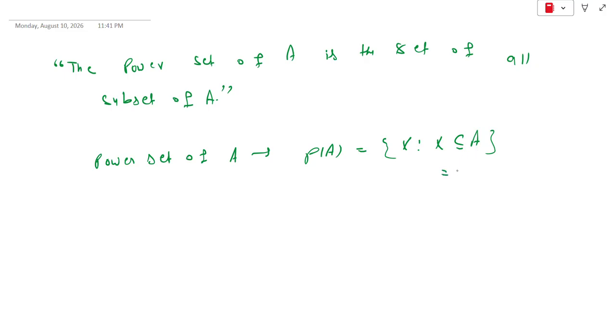Also we know that the number of subsets of A is 2 to the power n. In simple words, if we collect all the subsets of a set and make them into another new set, that new set is called the power set. Let's see an example. Let A = {a, b}. Its subsets are phi, {a}, {b} and {a, b}.